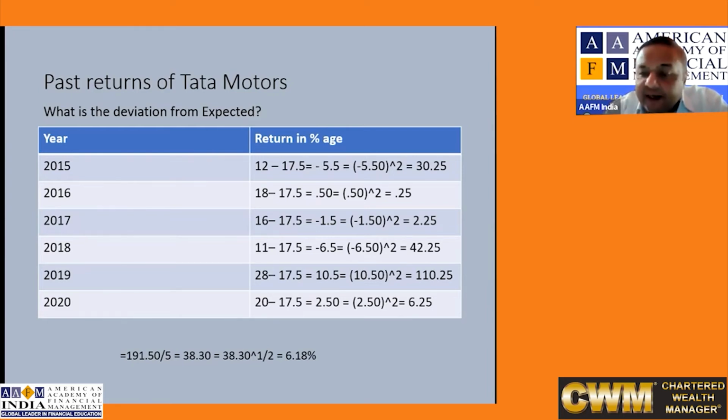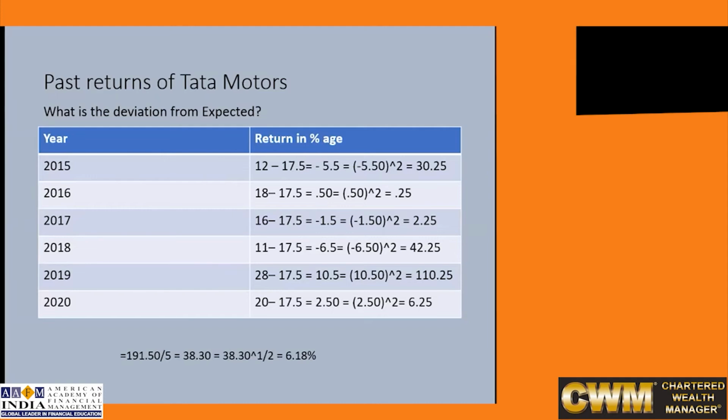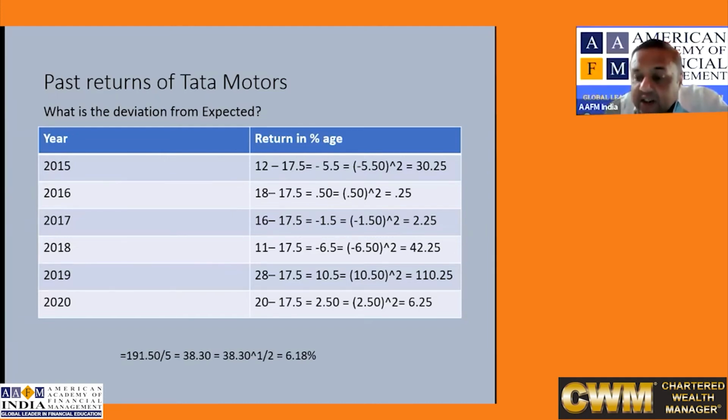Now consider Reliance, which deviates, say, 11% on an average from its average. So which is more risky? The one which is deviating more from its average or less from its average? More, right? And this average deviation from average is called standard deviation. So you would have heard that term called standard deviation.